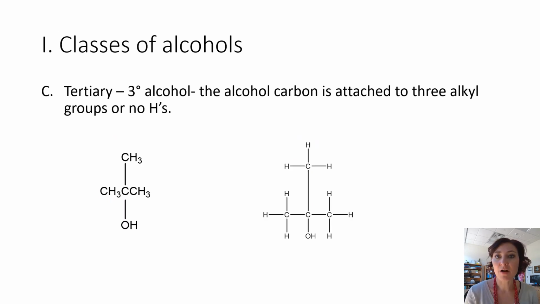In a tertiary alcohol, we're again looking at our alcohol carbon, and we are looking at how many alkyl groups or hydrogens are attached to that alcohol carbon. So we can use our condensed structural formula, or we can use our complete structural formula, which I think is a little bit easier to visualize. So here's our alcohol carbon, and we can see that it's attached to 1, 2, 3 alkyl groups, and because it already has 3 bonds with alkyl groups and 1 bond with a hydroxyl, it has no hydrogens attached to it. So therefore, it's a tertiary alcohol.